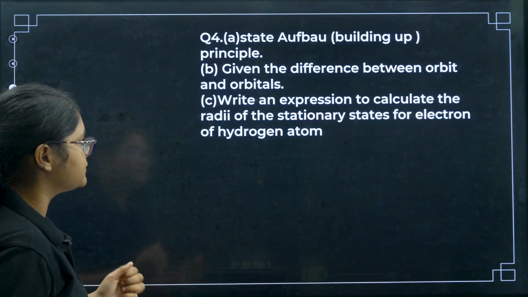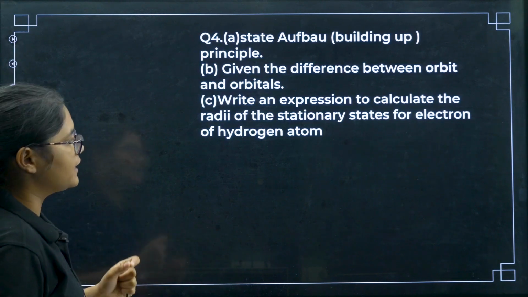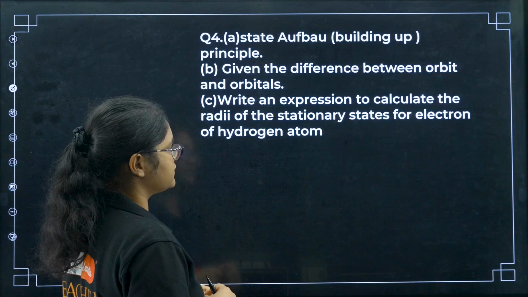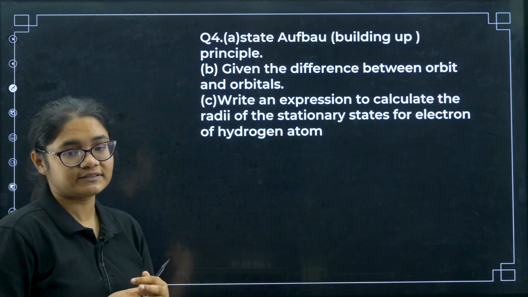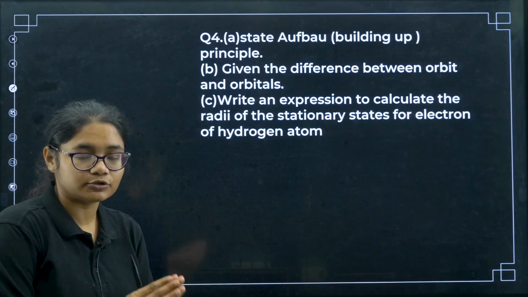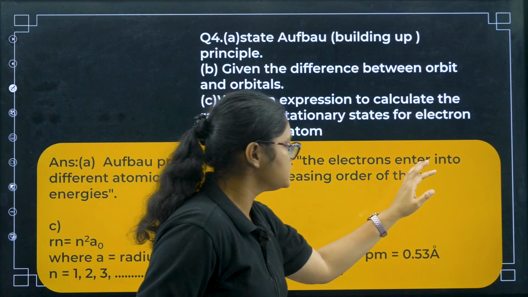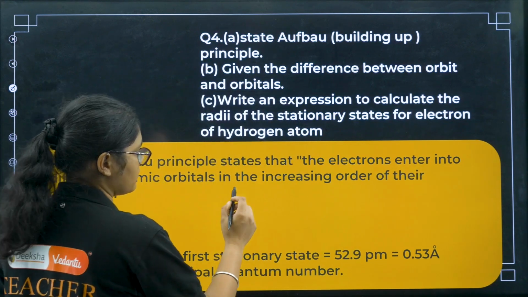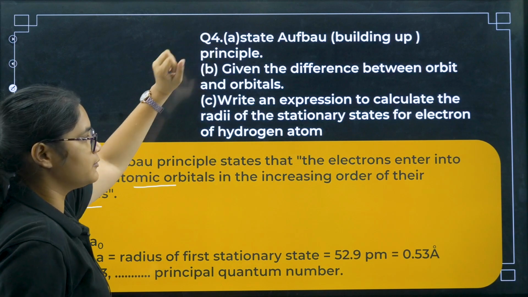What is Aufbau principle? And give the difference between orbit and orbital, write an expression to calculate the radius of the stationary state for electrons of hydrogen. So what does Aufbau principle say? That electrons should be filled in the energy levels, like lower energy should be filled first and then the higher energy, right? So the electrons enter into the different atomic orbitals in the increasing order of their energy. That is your Aufbau principle.